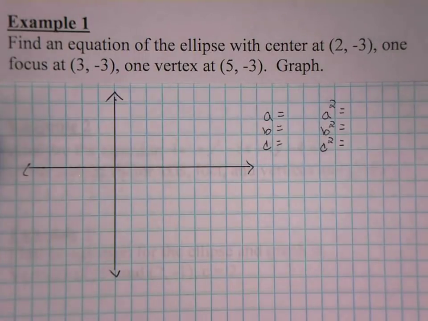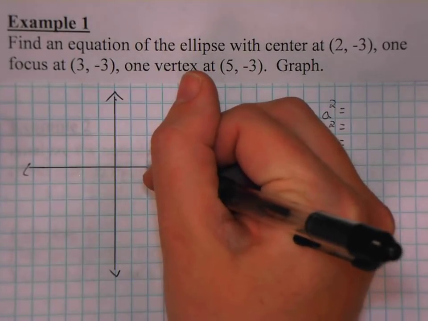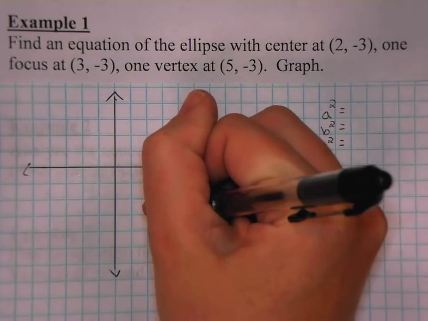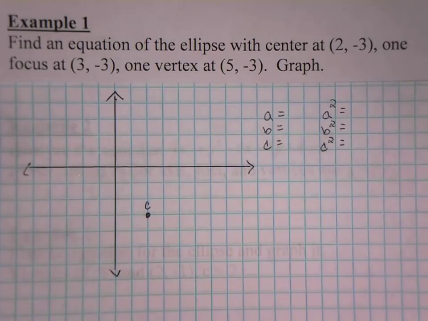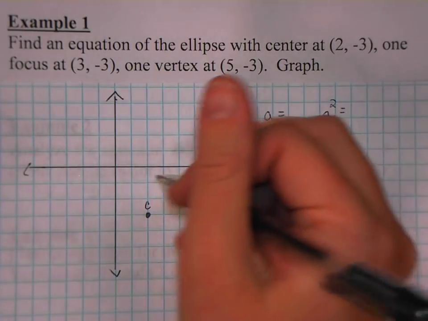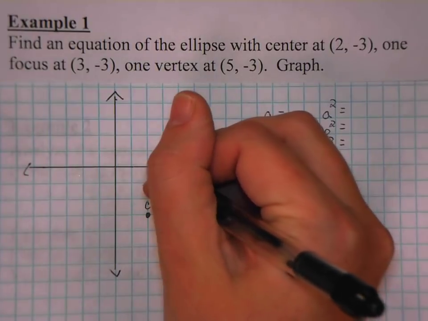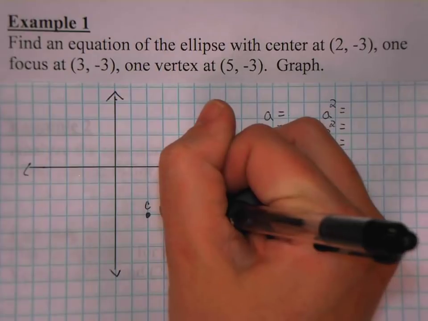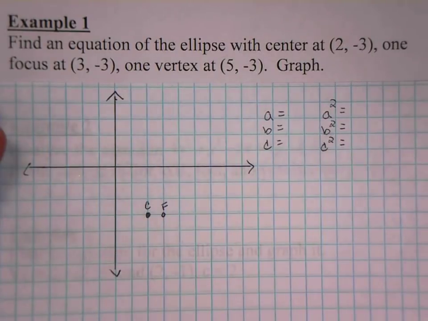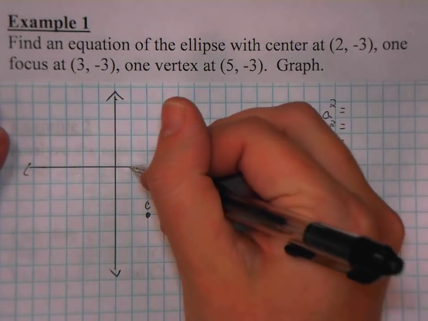Whenever we're given points, I would always suggest that you start by plotting what you're given. We're given a point, the center is at (2, -3). And I would highly suggest that you label these. One focus at (3, -3). And one vertex at (5, -3).